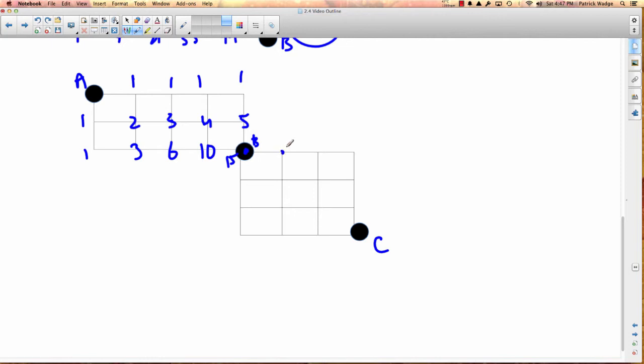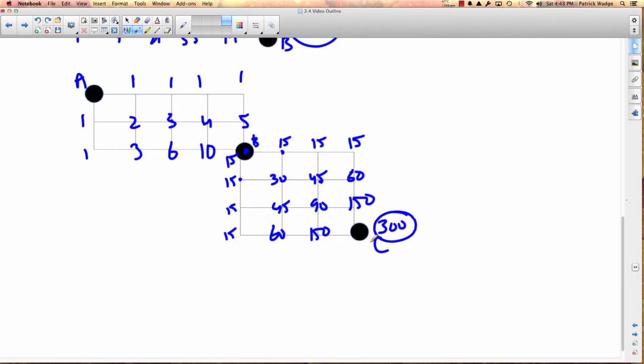How many ways to get to here? Well, you have to come from that dot. That's the only way you can get there. So still 15, still 15, still 15. And same with this dot. To get to this intersection, you have to come from the big dot. So it's 15, 15, 15. Then we do the same sort of thing. 15, 15, 30, 30 and 15 is 45, 45 and 15 is 60, 15 and 30 is 45, 45 and 45 is 90, 90 and 60 is 150, 15 and 45 is 60, 60 and 90 is 150, 150 and 150 is 300 ways to get from A to C through B.